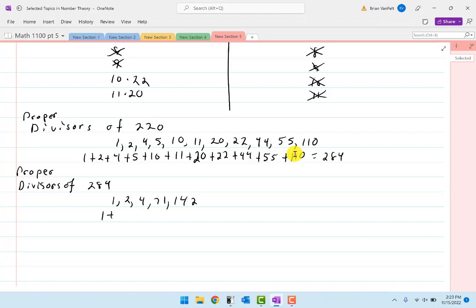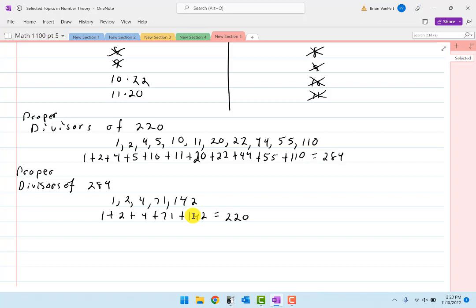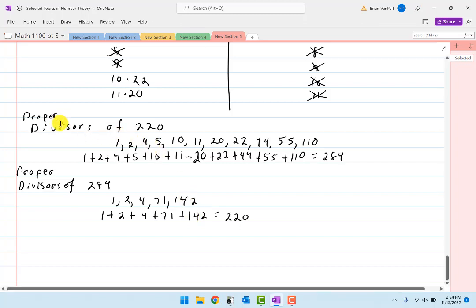Now look what these numbers add up to be. As I go from left to right here, I've got 1 plus 2 is 3, plus 4 is 7, plus 71 is 78, plus 142 is 220. So interestingly enough, the sum of the proper divisors of 220 is 284, and the sum of the proper divisors of 284 is 220.